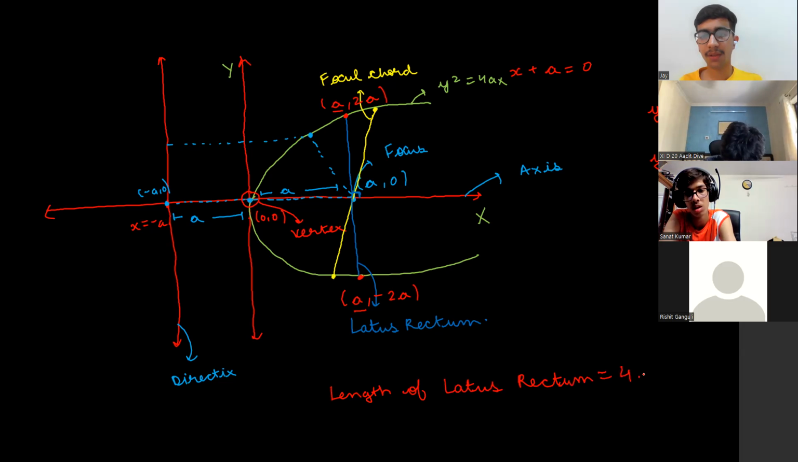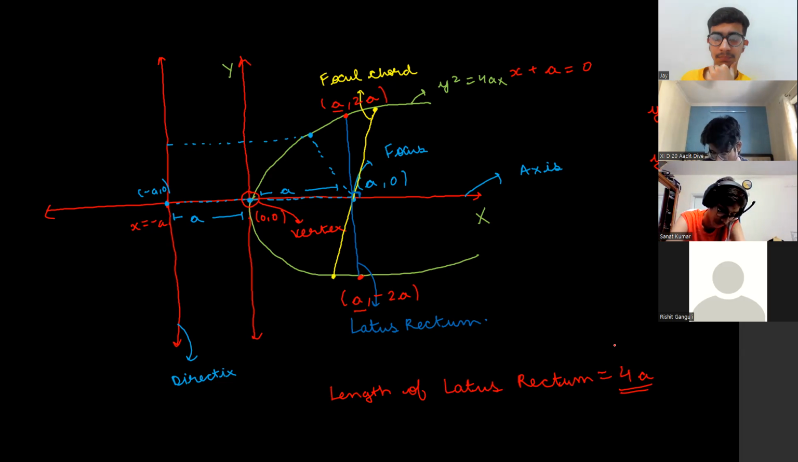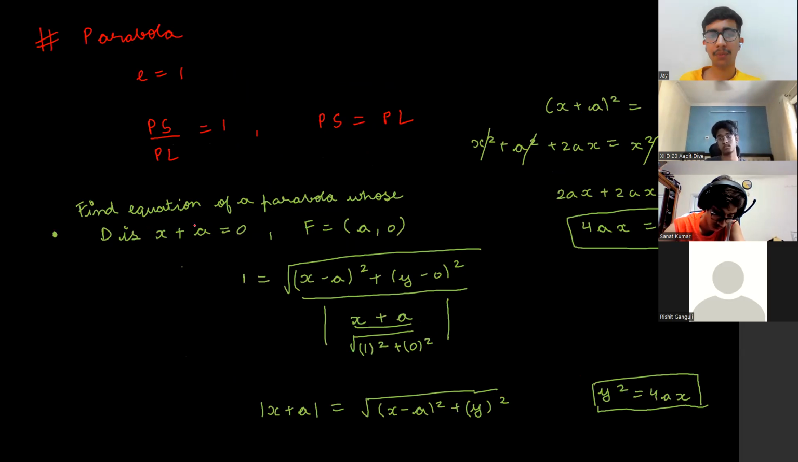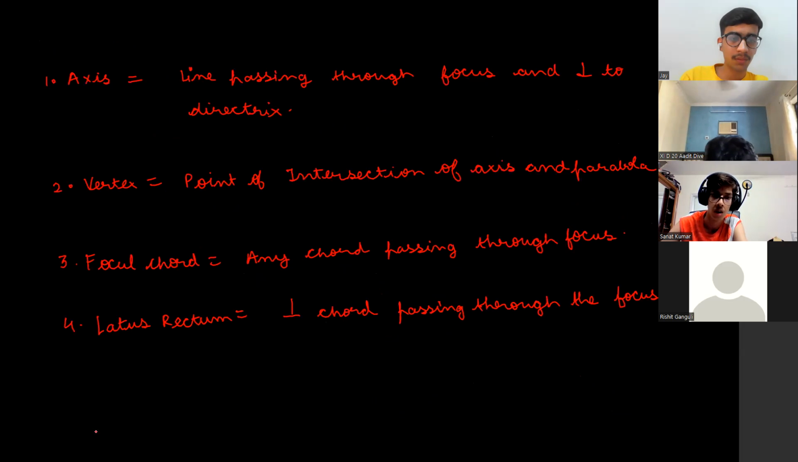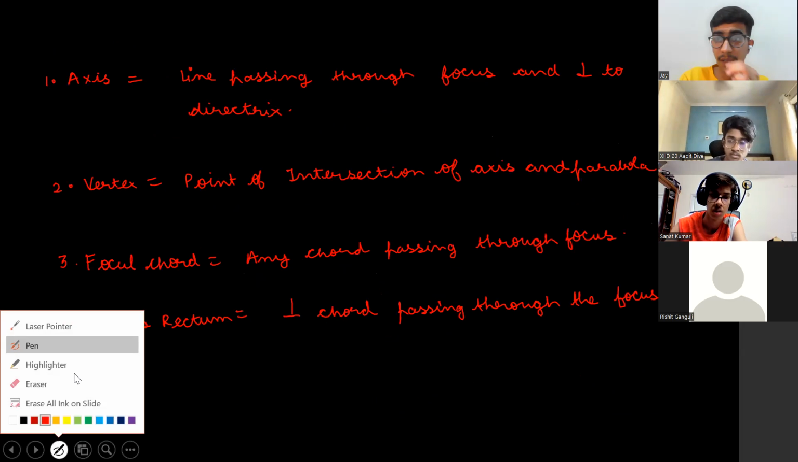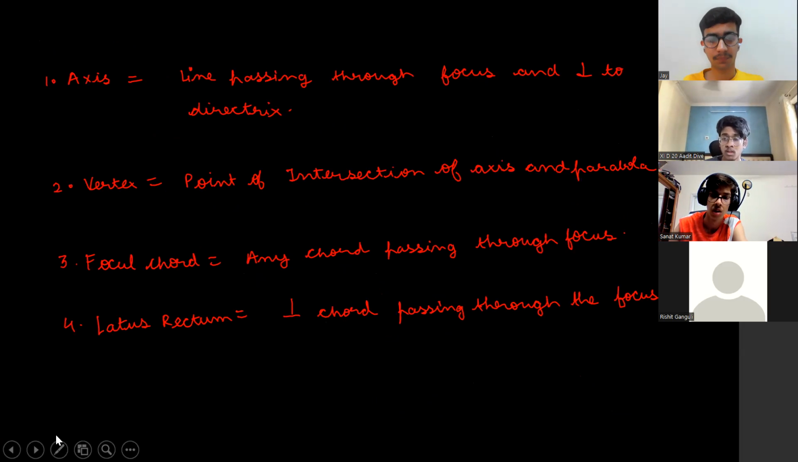So it's a direct question asked in many questions. What is the length of lattice rectum? Sir, I might have missed it, but could you tell me how did you get x plus a as the equation? That was given in the question. I gave you to find out the equation of the parabola whose directrix is x plus a equal to 0. That was already given. All right, cool. But the general equation would be y square plus 4ax, right? Y square is equal to 4ax, not y square plus. Sorry, yeah, is equal to.